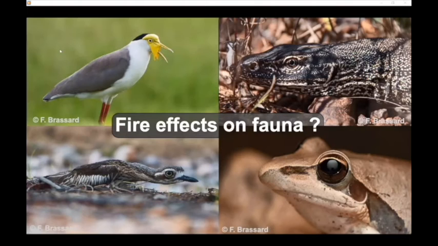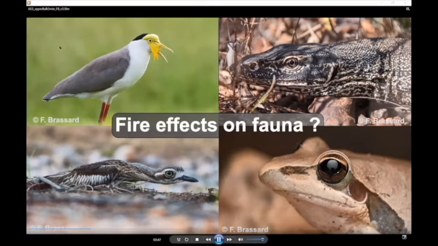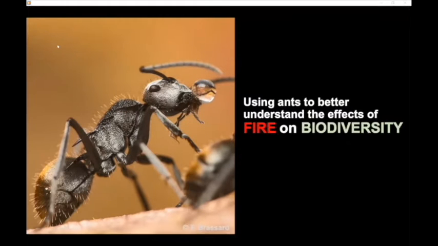For now, there is still no consensus on exactly how fire affects fauna. In particular, we need more research looking at the long-term effects of fire on biodiversity. That's why, during my PhD, I'm using ants to better understand the effects of fire on biodiversity.